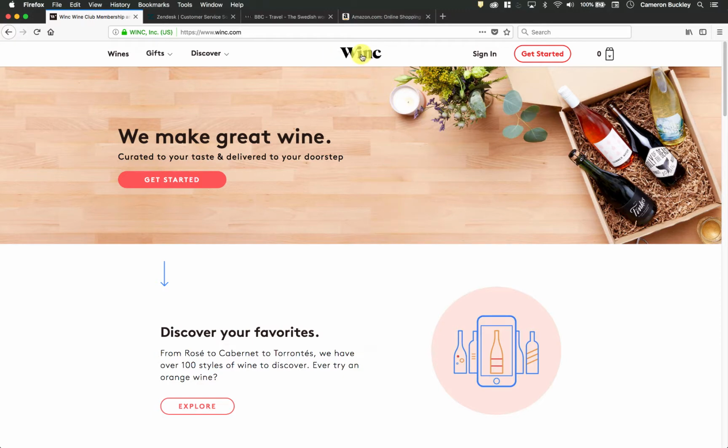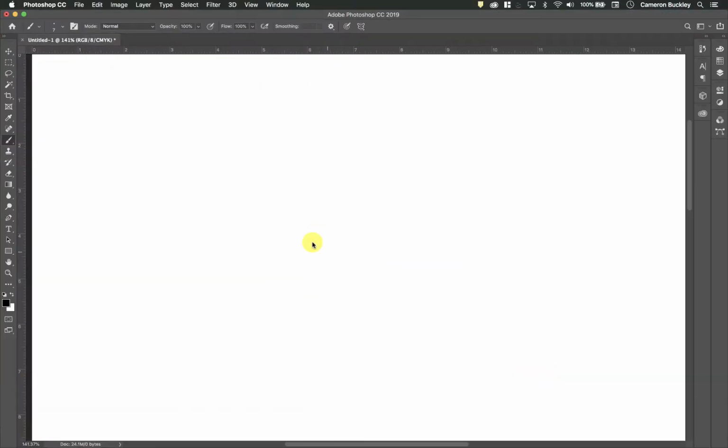So let's just use Wink as an example. Wink is, like I said before, a wine delivery service, and their goal is to get you subscribed to their wine delivery service. Okay, that's their goal. That's their call to action. Let's hop over here. So if we were redesigning Wink's website, all right, so Wink, and their goal is to get new subscribers, right?